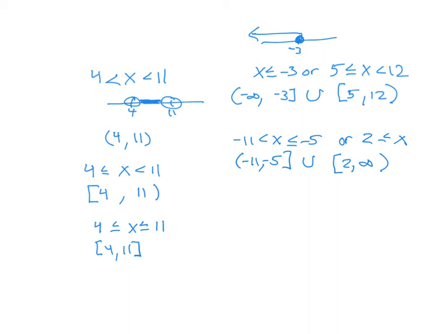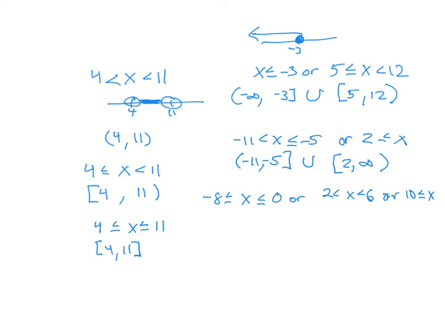Okay, let's do one more here, and I'm going to have 3 parts. x greater than or equal to -8, less than or equal to 0, or x greater than 2, less than 6, or, I'm going to write it a different way. Actually, I want to write it like this: or 10 less than or equal to x, or x greater than or equal to 10. Okay, so I've got multiple parts here.